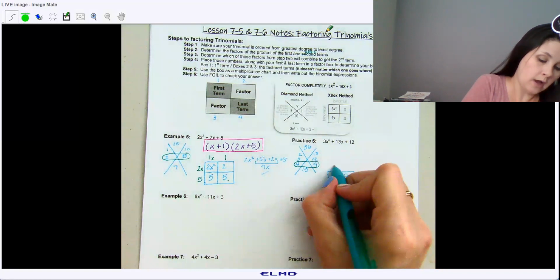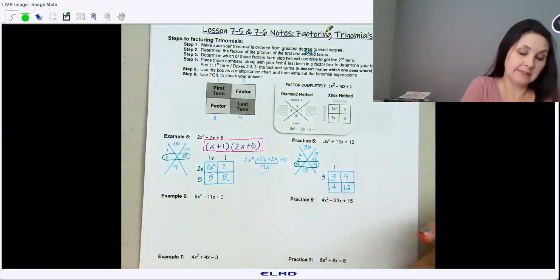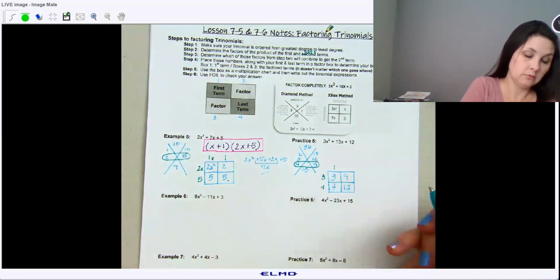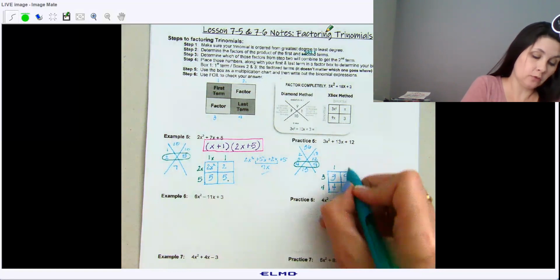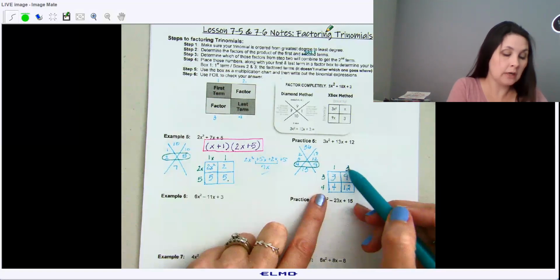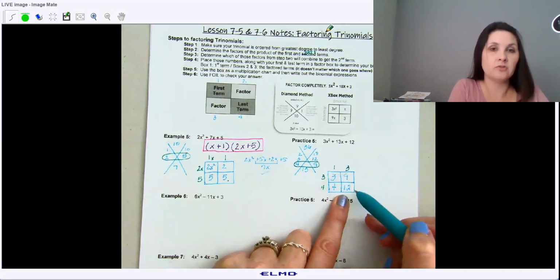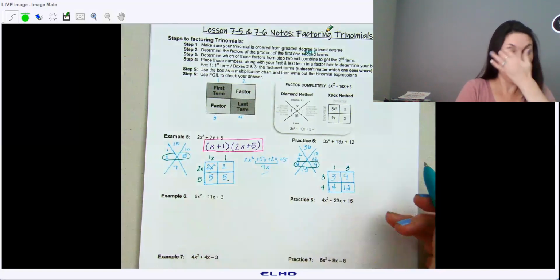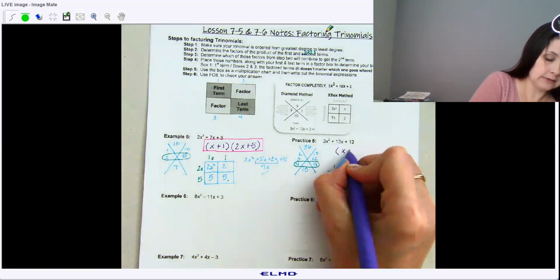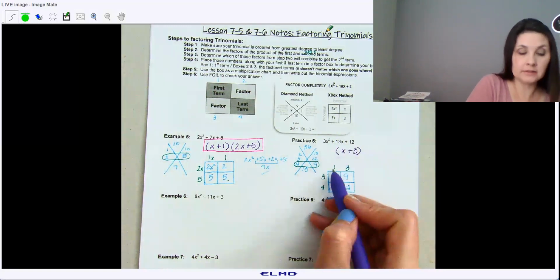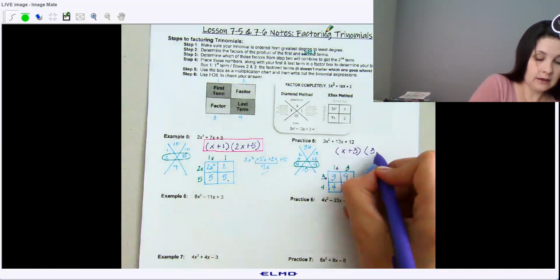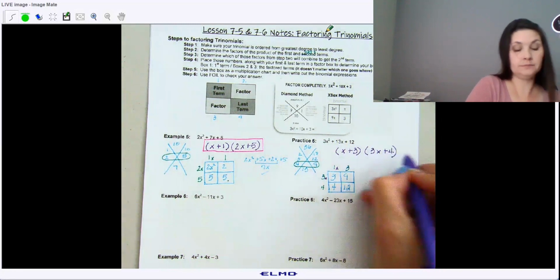We have 1 times 3 is 3. And then we have 1 times 4 is 4. So 3 times what gives me 9? 3. 3 times 3 is 9. And then the last one will be a check. Does 3 times 4 equal the last box, 12? And the answer is yes. Okay. So we will end up writing x plus 3, because we have a 1. So just like imagine there's an x there and an x there. And then 3x plus 4.